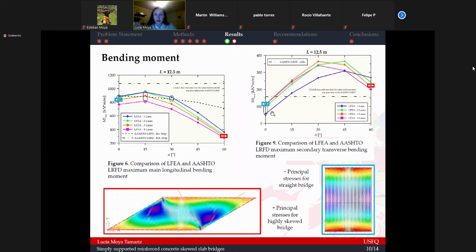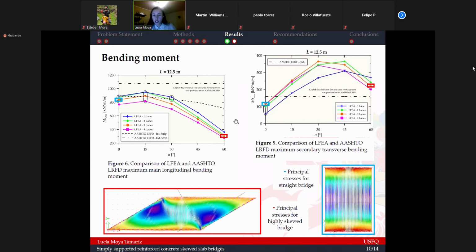On the other hand, when we were checking and analyzing the secondary transverse bending moments, we could see that as the skew increased, the bending moments also increased significantly when we were using linear finite element analysis. However, the distribution reinforcement, as you can see here in this dashed dotted line, was not able to withstand the required strengths. So these two phenomena are explained by the principal stresses.